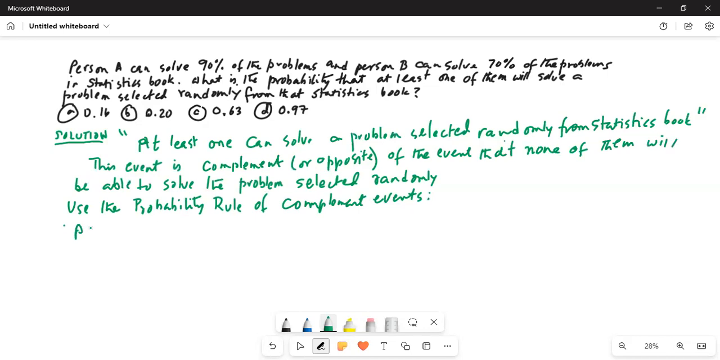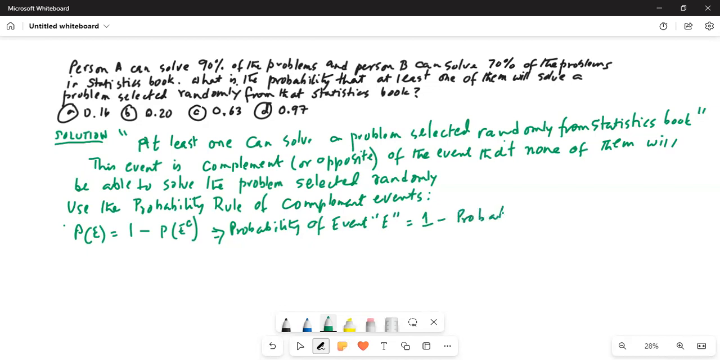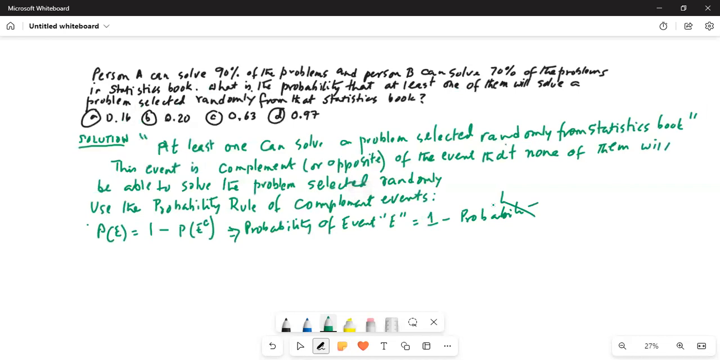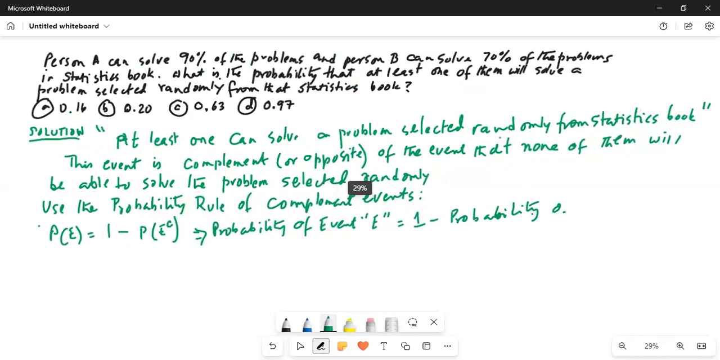So probability of event E is equal to 1 minus probability of the complement of E. So that means probability of event E is 1 minus probability of the complement event.